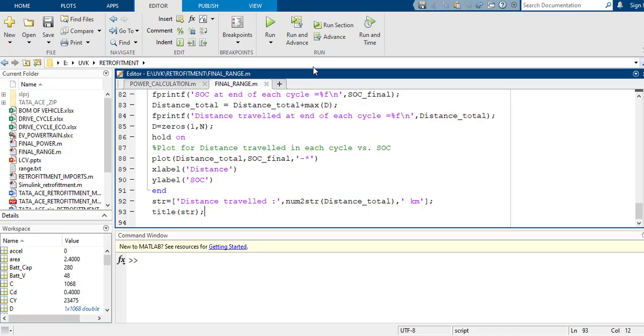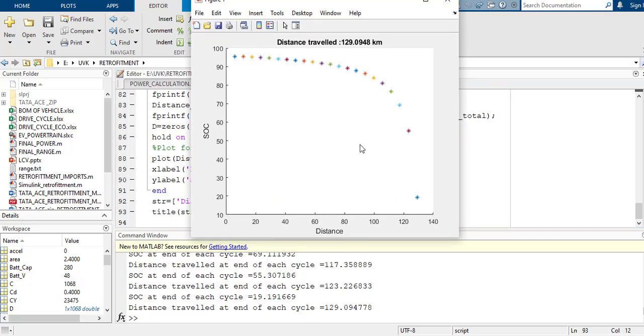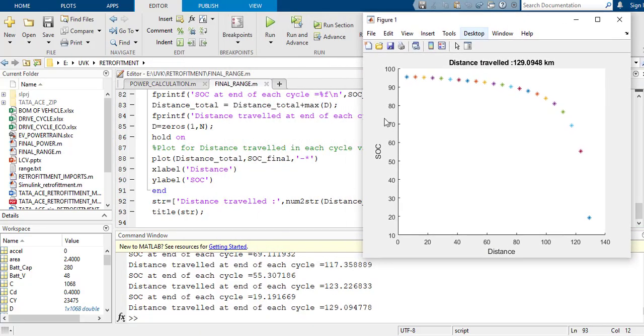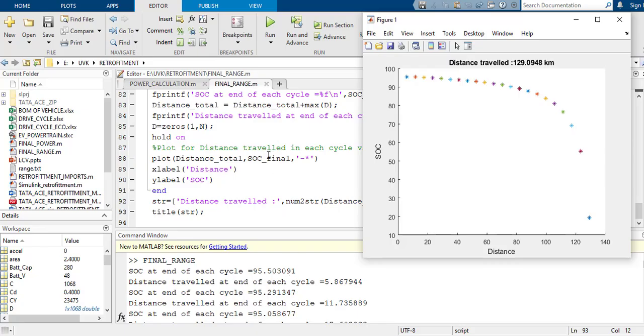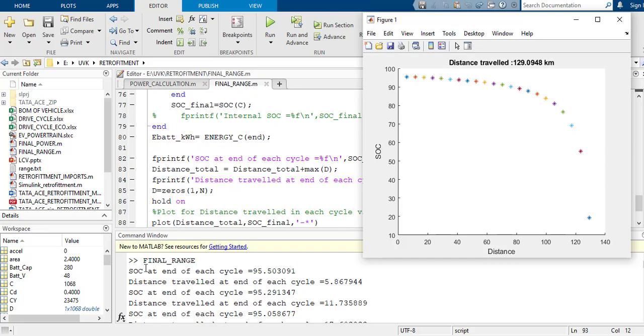So let's run this program, guys. So we will get some knowledge about this. Here is what we print: we are printing SOC at the end of each cycle, that is 95.50, and the distance traveled by each cycle is 5 kilometers. So here 5 kilometers distance is traveled by the cycle.